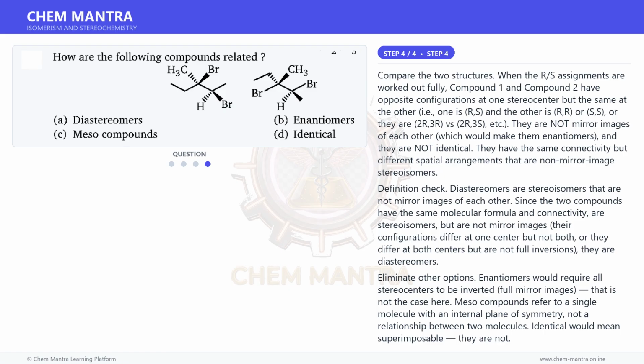Since the two compounds have the same molecular formula and connectivity, are stereoisomers, but are not mirror images, their configurations differ at one center but not both, or they differ at both centers but are not full inversions, they are diastereomers. Eliminate other options. Enantiomers would require all stereocenters to be inverted, full mirror images, that is not the case here. Meso compounds refer to a single molecule with an internal plane of symmetry, not a relationship between two molecules. Identical would mean superimposable, they are not.